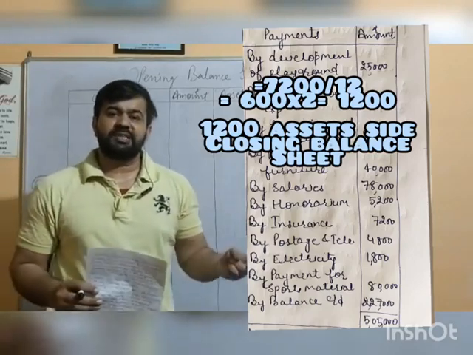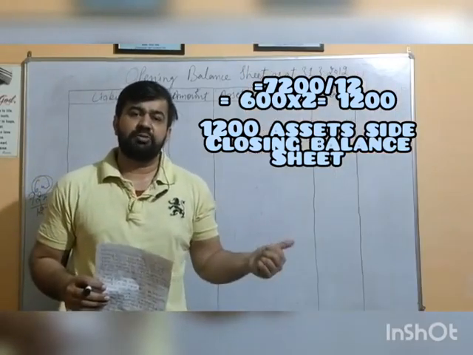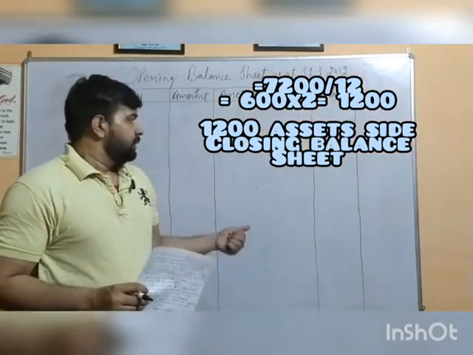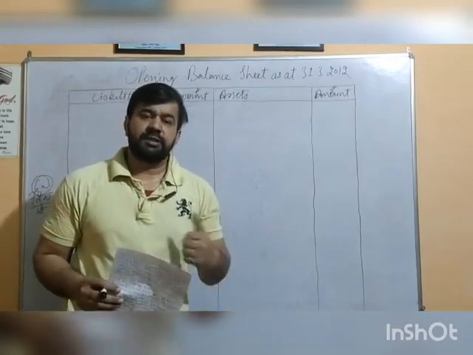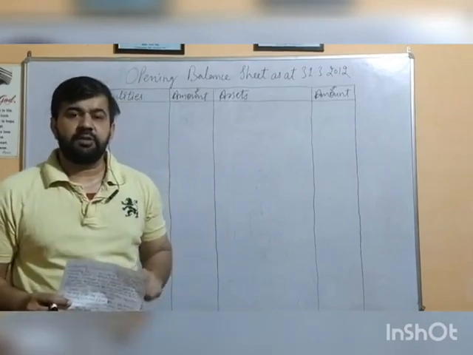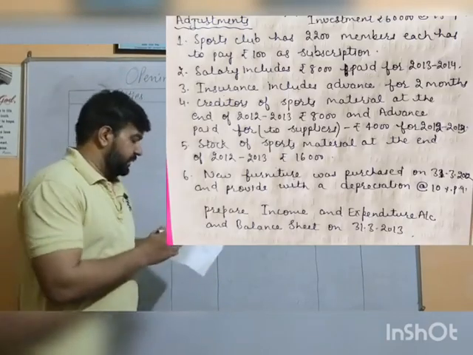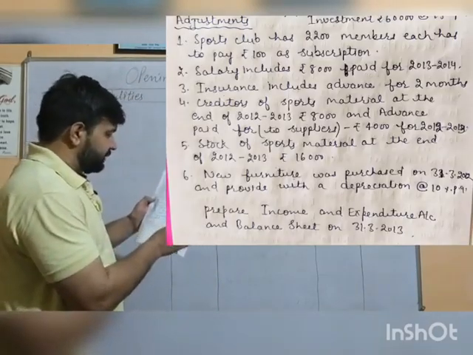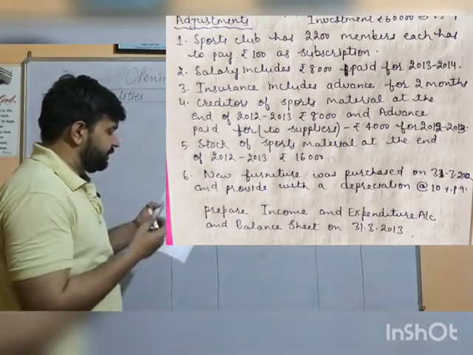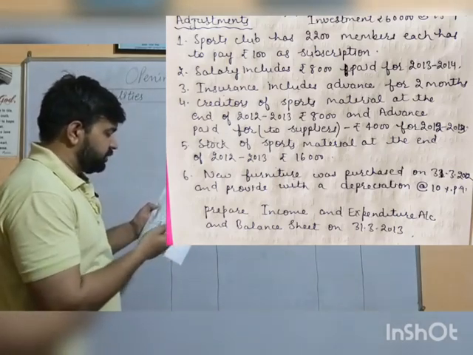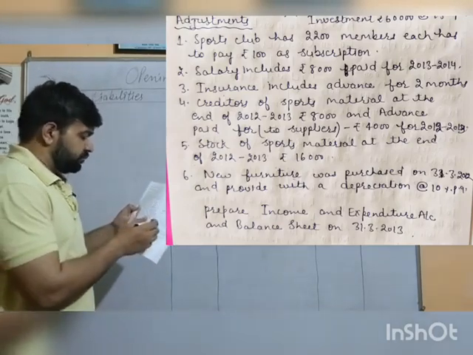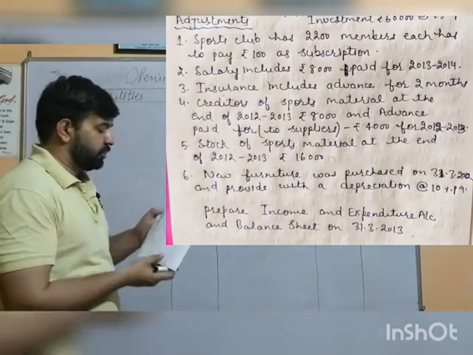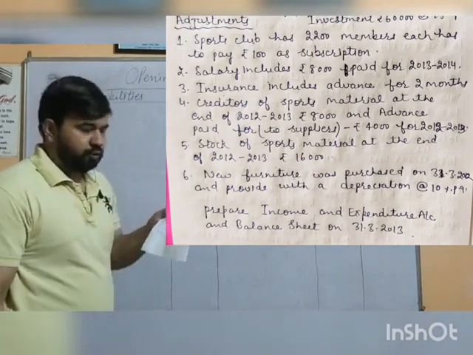So 2-month advance we have paid, that means 1,200 rupees will be shown as an asset in the closing balance sheet on the asset side, and the remaining 6,000 is to be shown on the expenditure side of the income and expenditure account, which is related to the current year. Then we are having creditors of sports material at the end of year in the closing balance sheet. We will show advance paid to the supplier, rupees 4,000, but on the liability side. Stock of sports material at the end of year 16,000 is also to be shown on the asset side of the closing balance sheet.